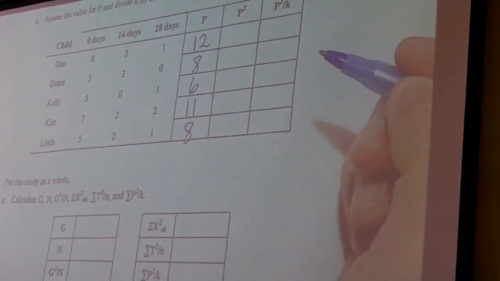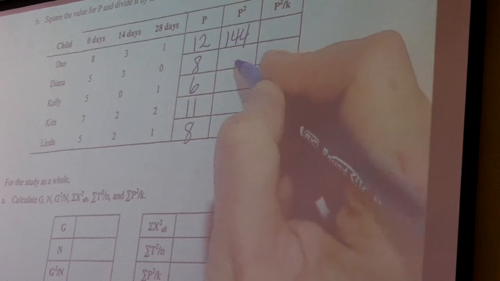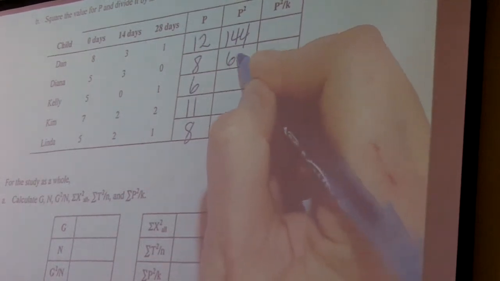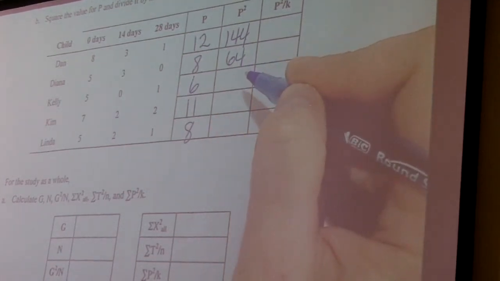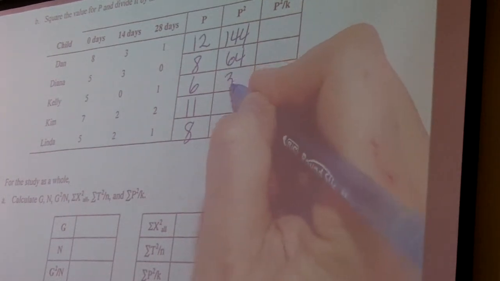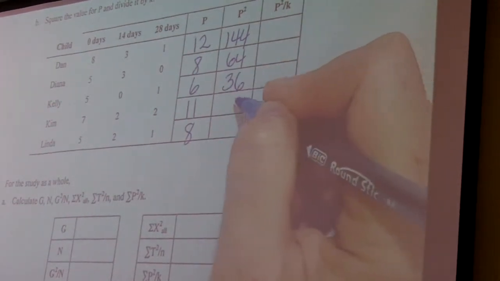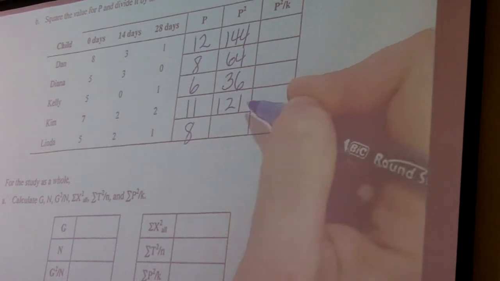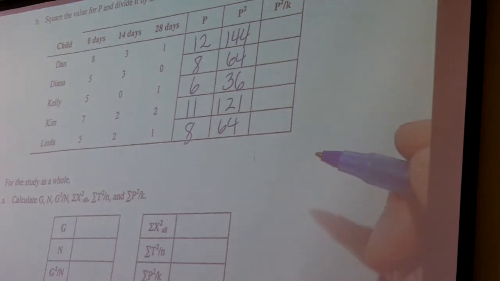Can someone give me a P squared for Dan? 44. Okay. And for Diana? 64. I know it's like, oh my gosh, we're back in like 4th grade doing squares. Okay, and for Kelly? 36. And for Kim? 121. And for Linda?